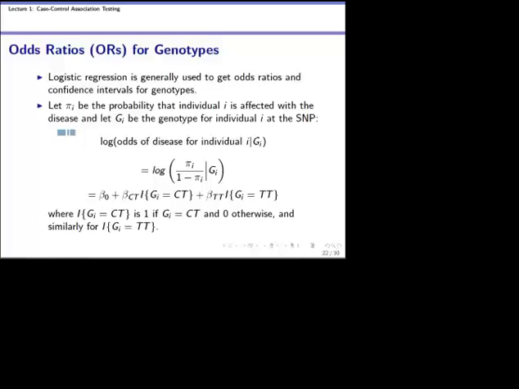Just looking at this, if we're comparing these groups and there's no association, what do we expect beta CT and beta TT to be? 0, right? Because everything is relative to CC. So beta CT and beta TT should be 0 if there's no association.